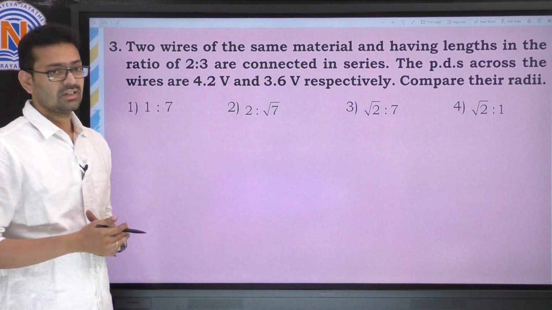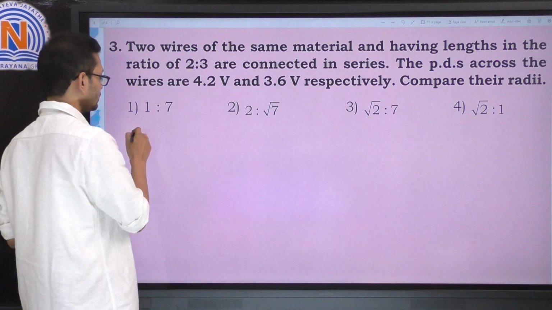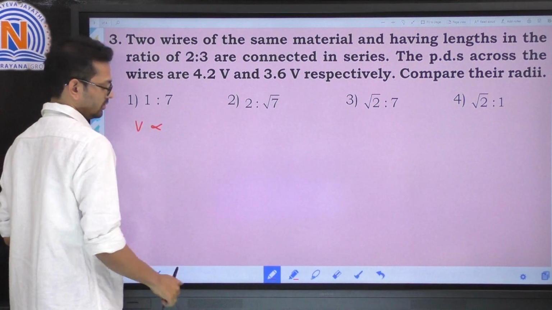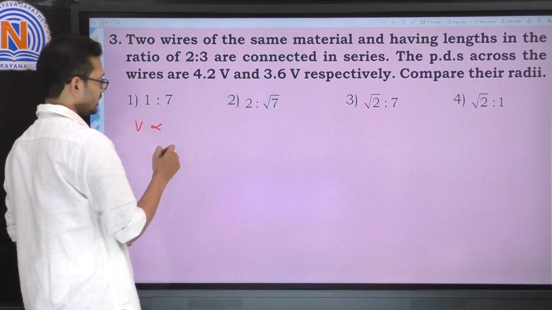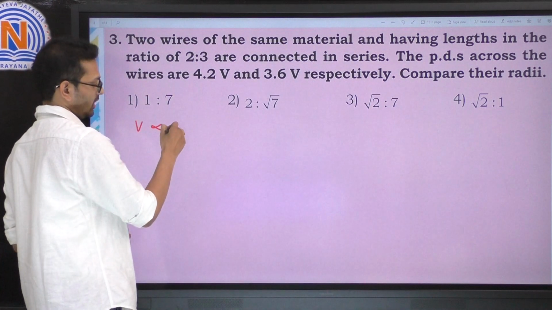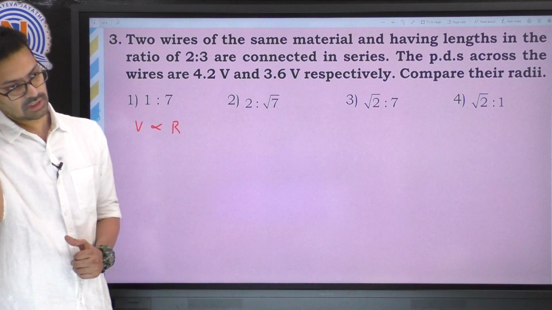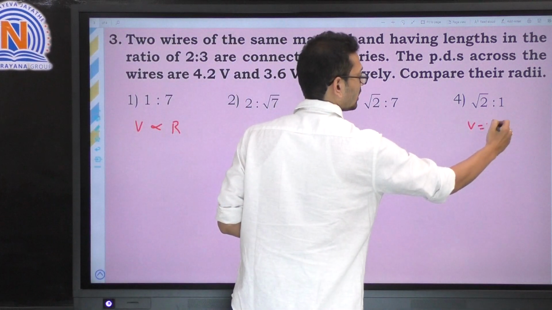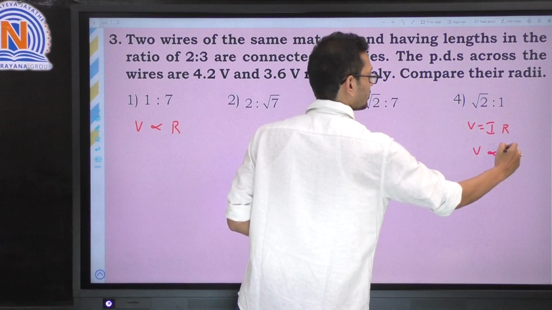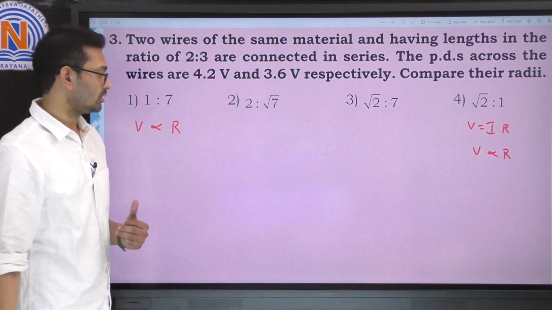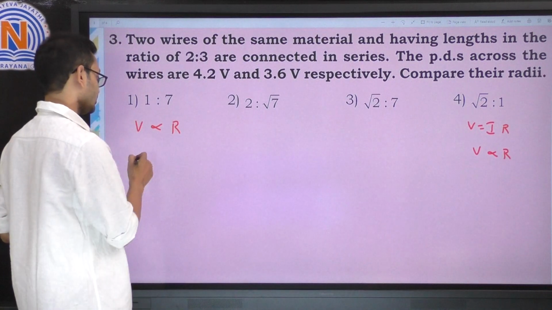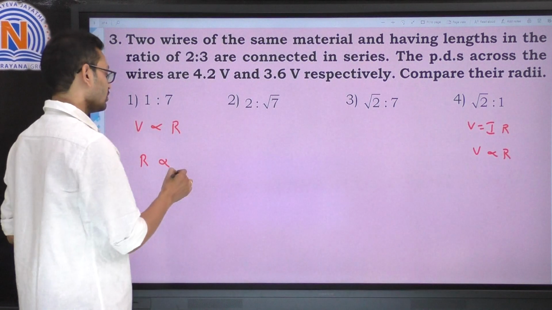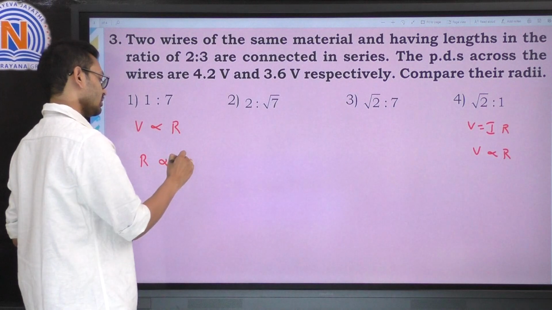So here one thing you have to know, that V is directly proportional to R. From the formula V = IR, I can say V is directly proportional to R. Whereas R is inversely proportional to the area. When I want to find the area, it is inversely proportional, so I will write it as 1 by A.